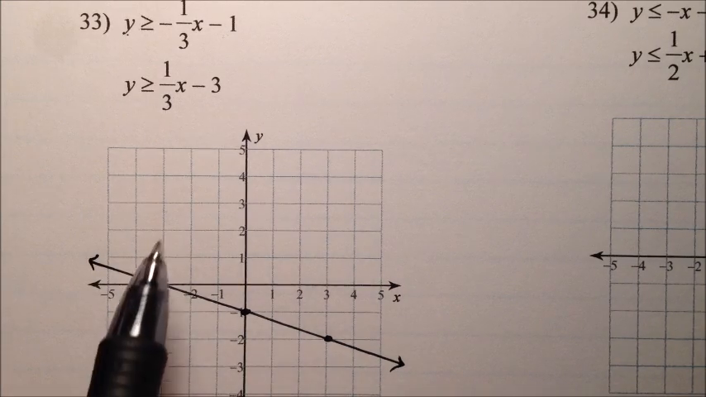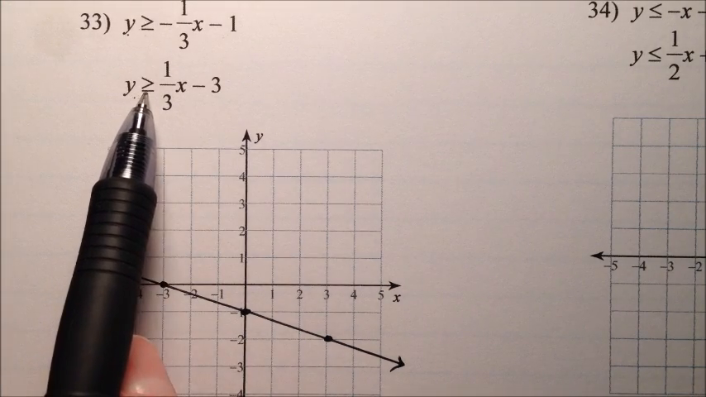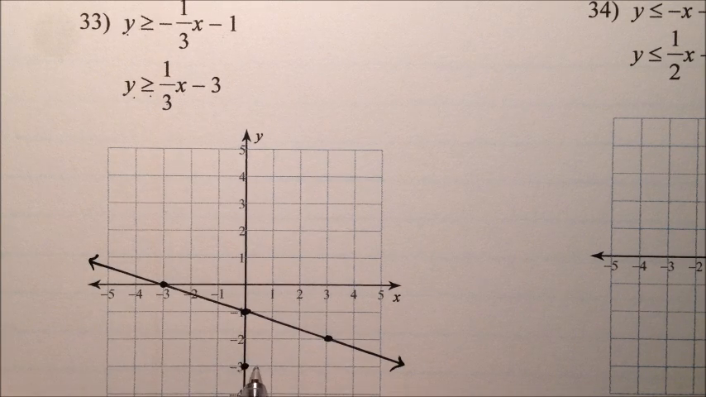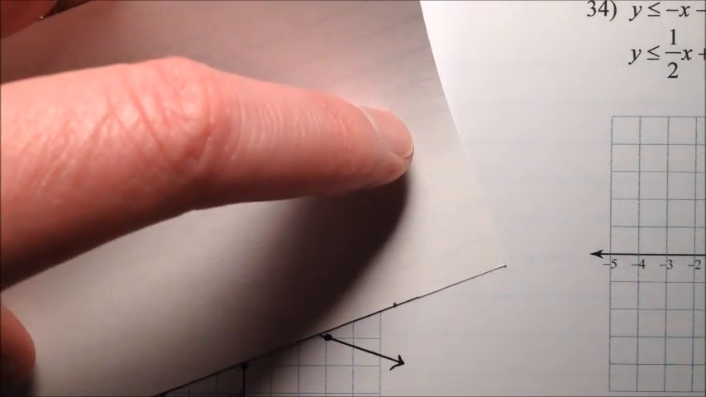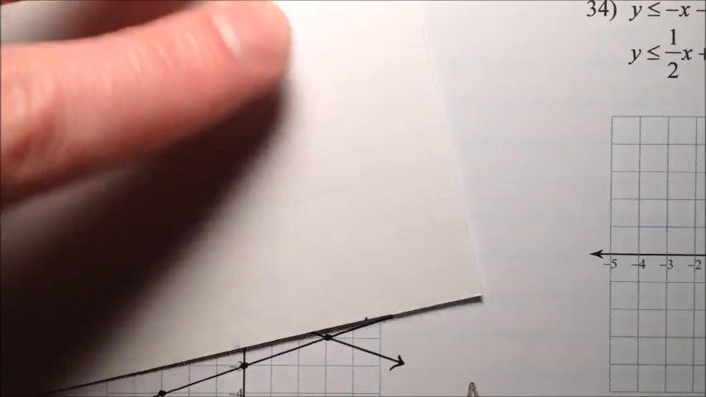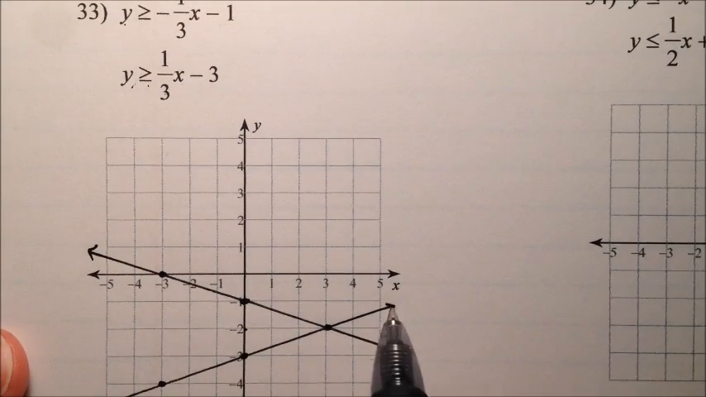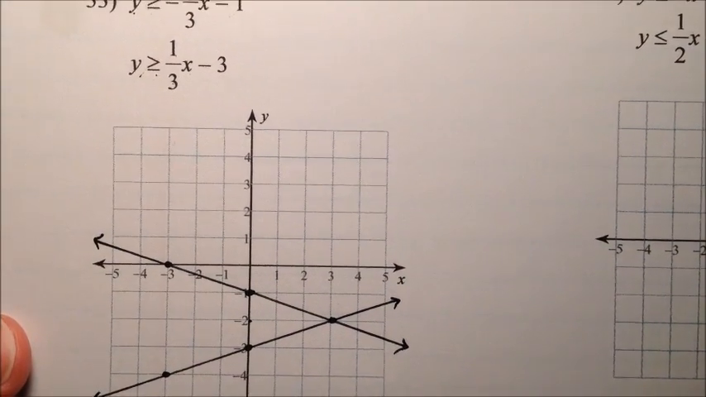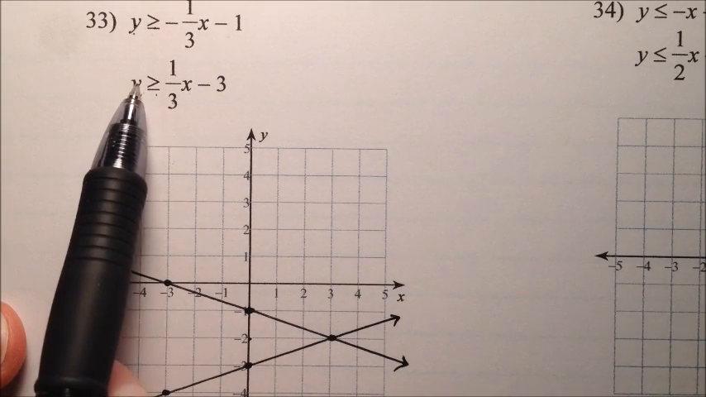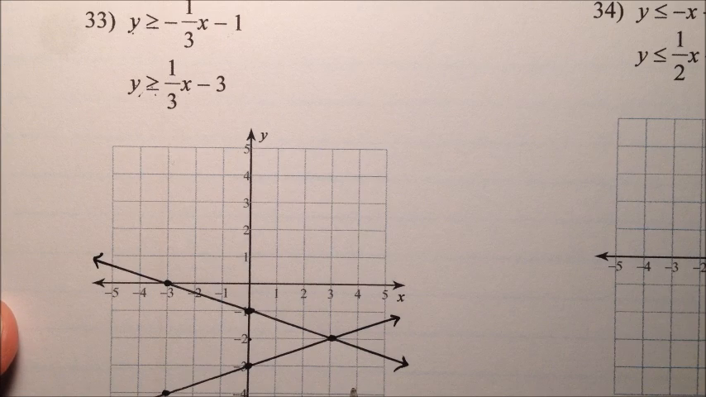Okay, and this one says y is greater than or equal to 1/3 x minus 3. So here's the minus 3, and we'll go positive 1/3, so up 1 over 3, or down 1 and back 3. This one's also a solid line. Okay, so we've got both our lines here. So we need to decide where to shade now. So this one says y is greater than, and this one says y is greater than. So we're going greater than both lines.